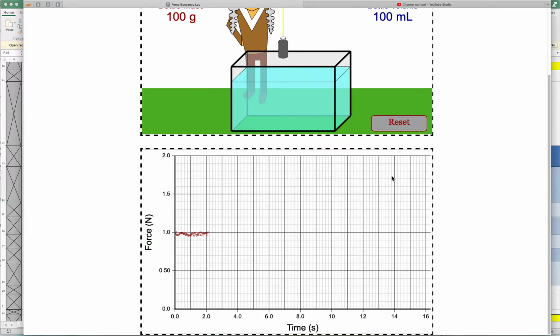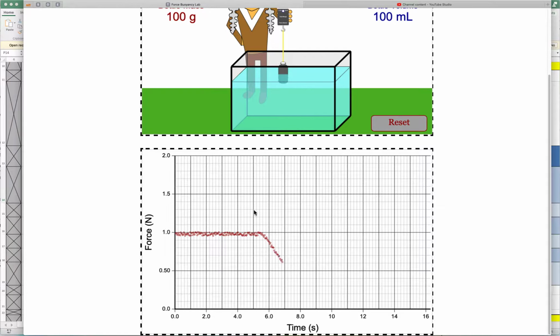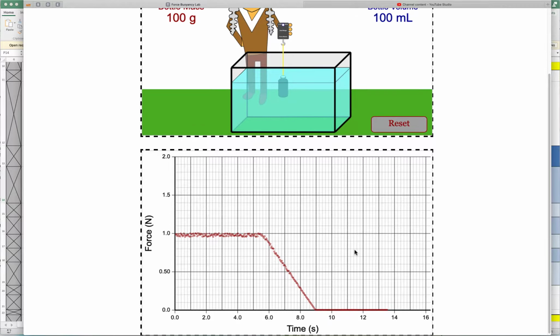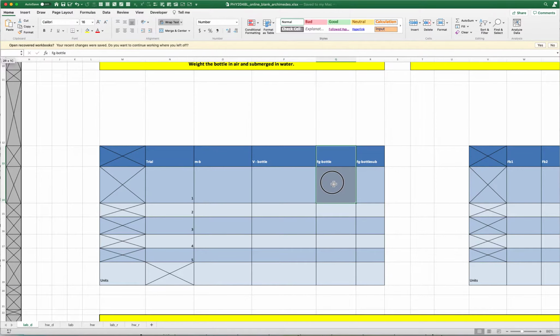And when you do, you'll see that this mass is going to get submerged in water. And you're going to have two lines. So let me go ahead and repeat that. The first line is while the bottle is in air, that's going to be the weight of the bottle in air. And then the final one is going to read the weight of the bottle when it's submerged in water. So you're going to record those two weights over here: the weight of the bottle in air and then the weight of the bottle submerged in water.